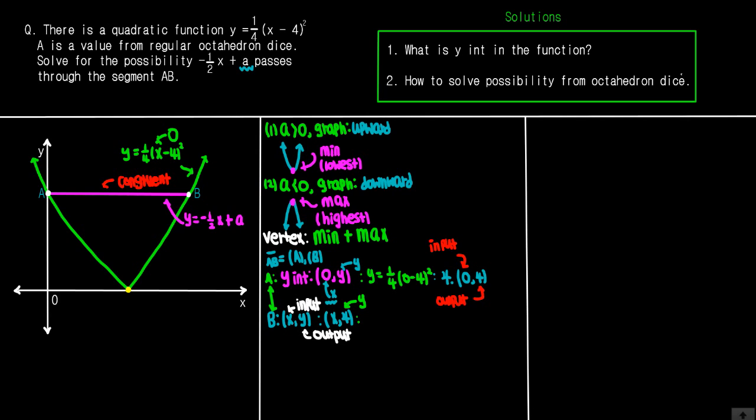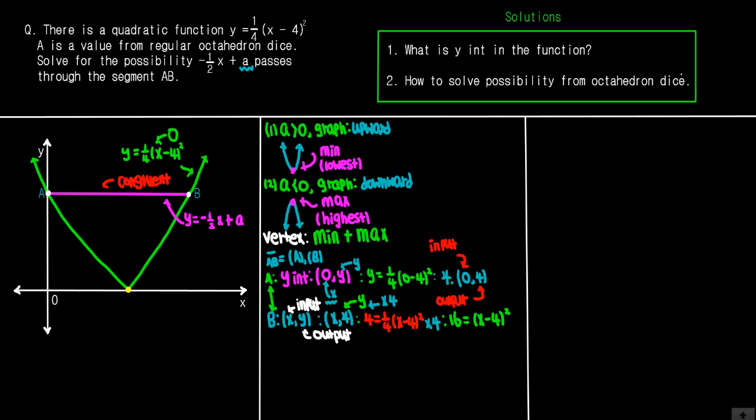So if you input an x value as something we don't know, we can simply input our y value as 4 here. And we're going to get 4 is equal to 1/4 times x minus 4 squared. Now in order to solve for our x value, all you have to do is multiply 4 to both sides in order to isolate our x terms. If we do it, it turns into 16 is equal to x minus 4 squared.